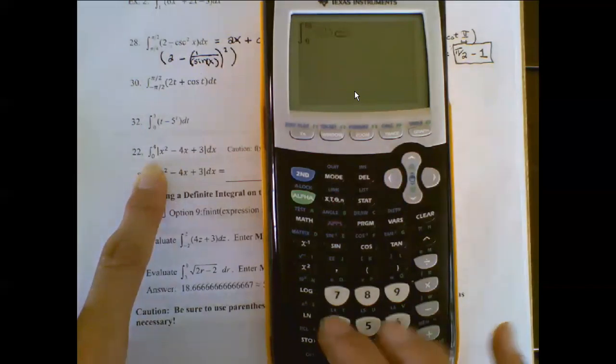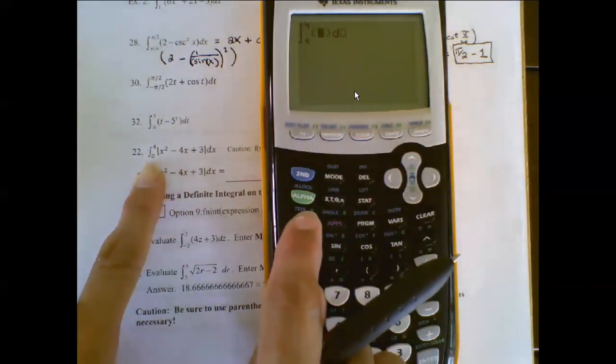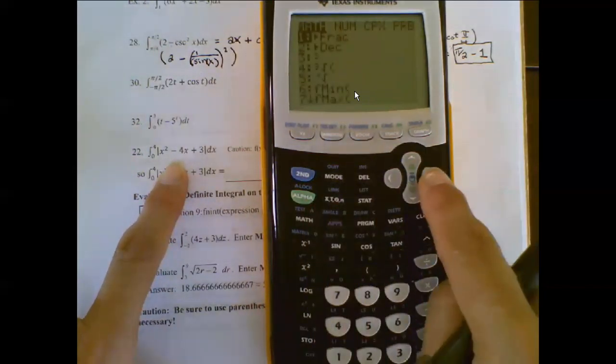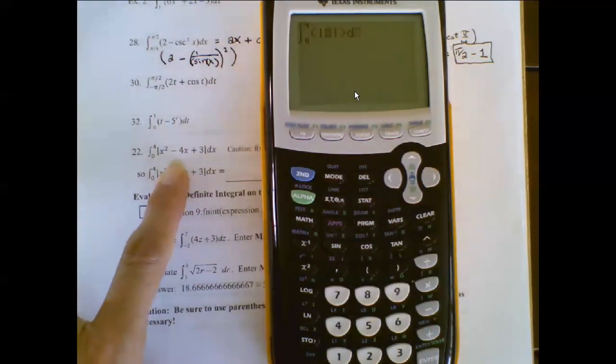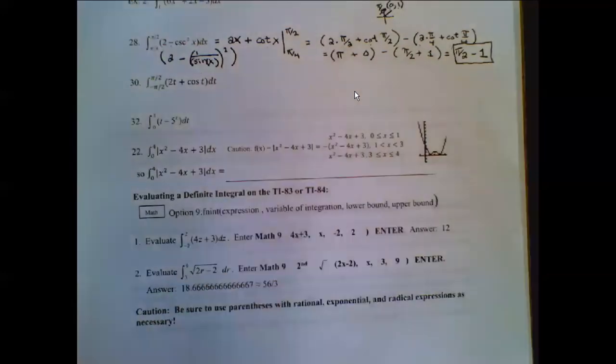From 0 to 4, absolute value is under math also. I can say math and then it's under number. Number 1 says absolute value, and I could keep typing the function. I got that absolute value in there now. But don't worry, I wouldn't give that to you on the test. You haven't had enough time to practice it.